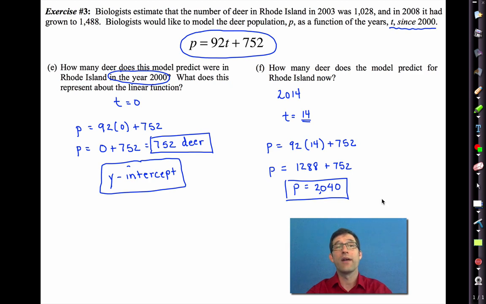So if we were a wildlife biologist and we wanted to check it, we would now do some kind of a survey. We would come up with an estimate for the number of deer that are in Rhode Island, and if it was close to 2,040, we would feel pretty good about our linear model.